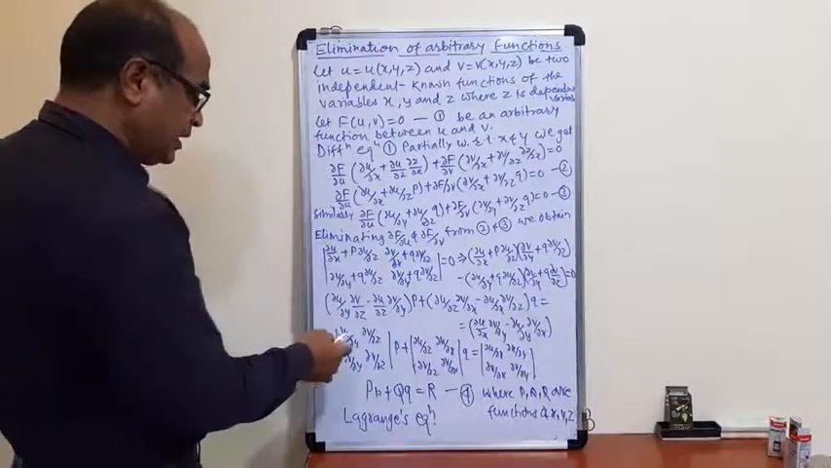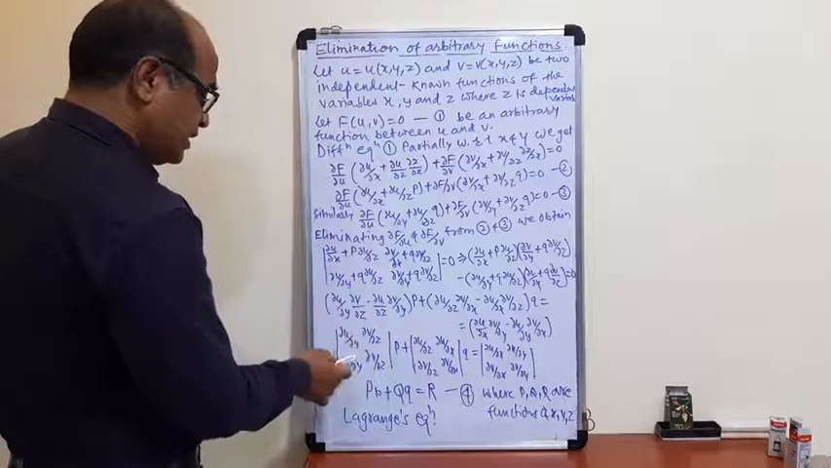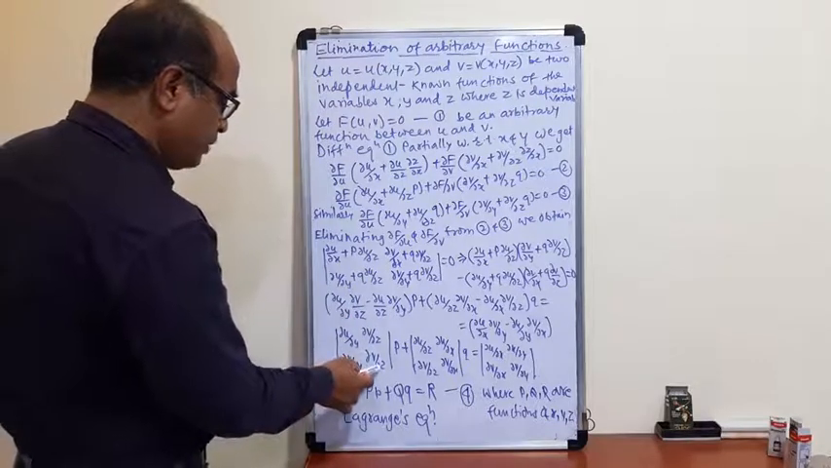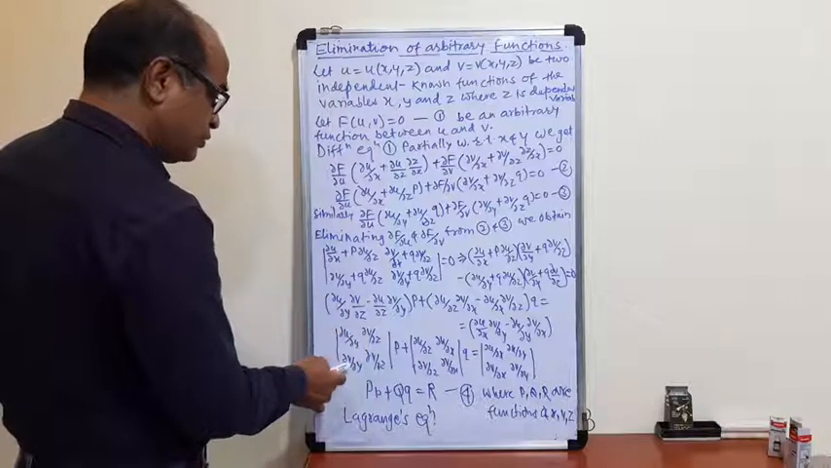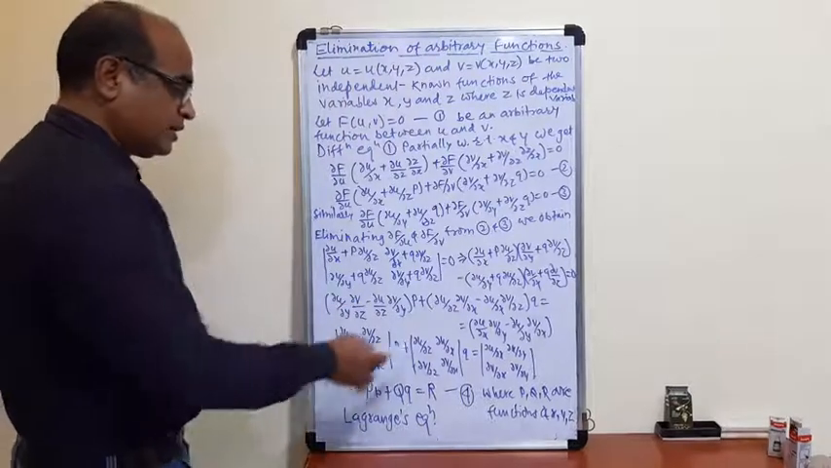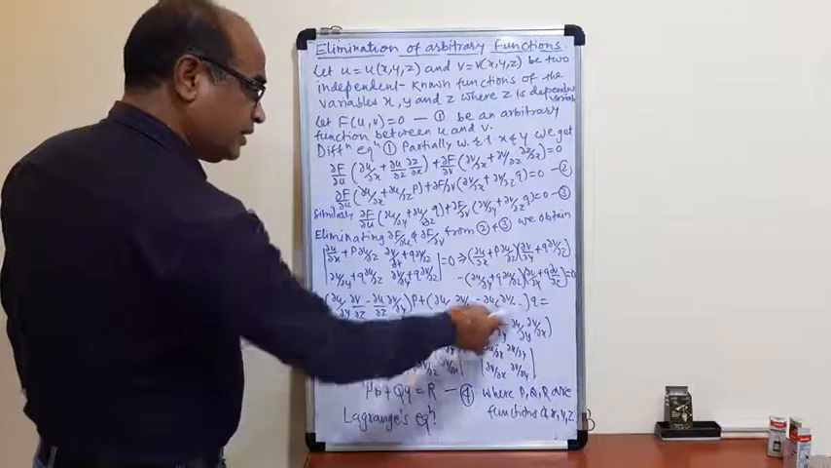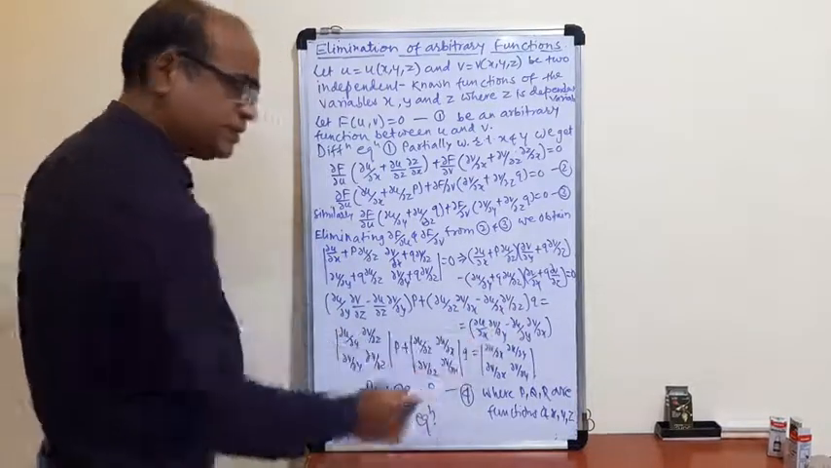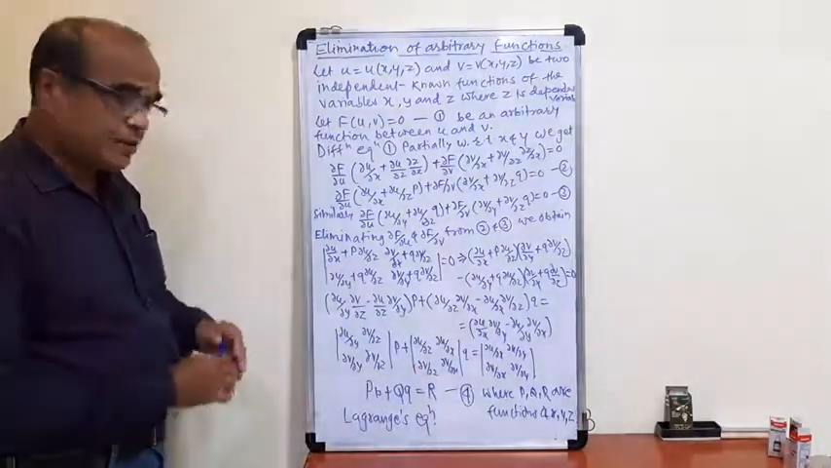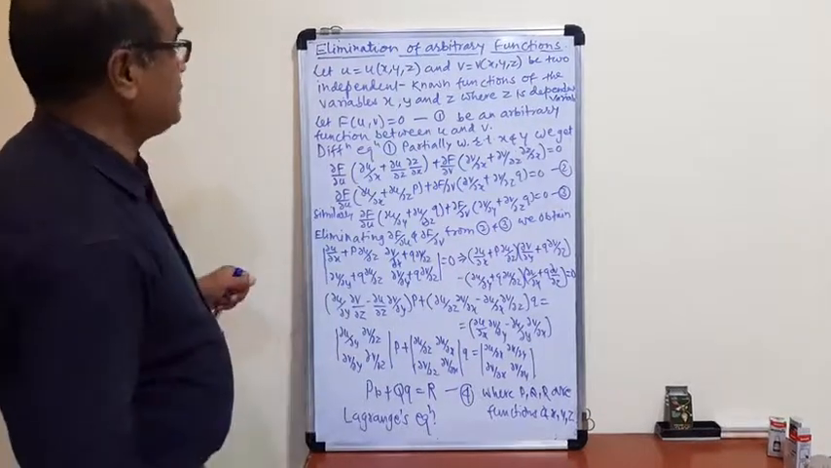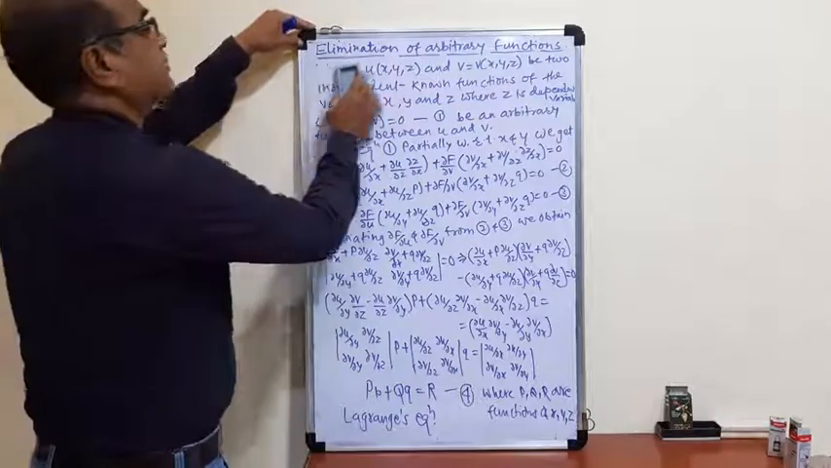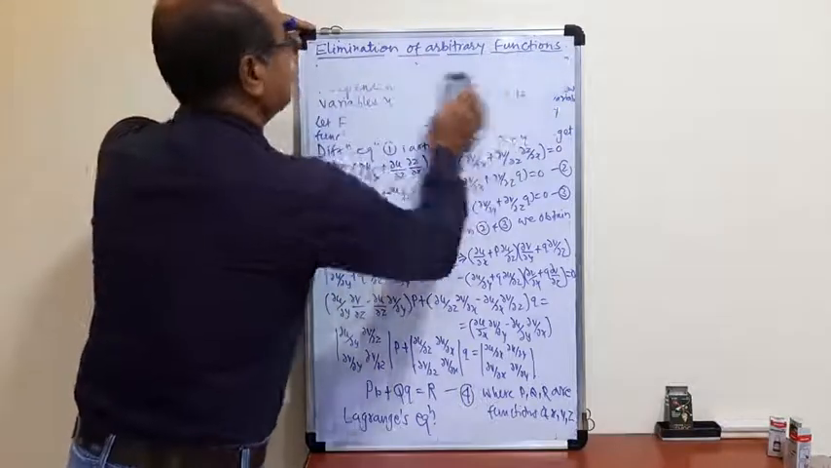Then what is this? That is dou u by dou y into dou v by dou z minus dou v by dou y. So this can be written as this determinant into q plus this determinant. Okay. So then what happens here? This is the Jacobian here.